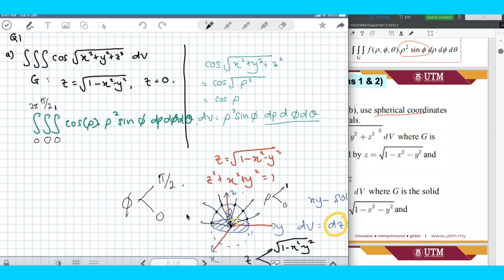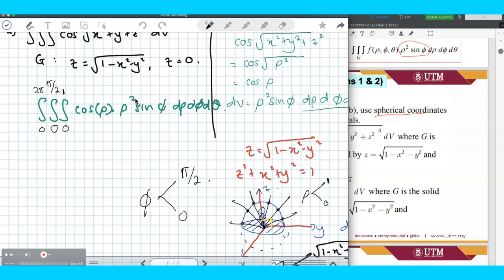Okay, so as you can see here, when your solid is exactly part of a sphere centered at the origin with some radius, all your limits should be constant. But if you have another solid other than spherical, your limit might be a function. Okay, so now let's complete the triple integral.